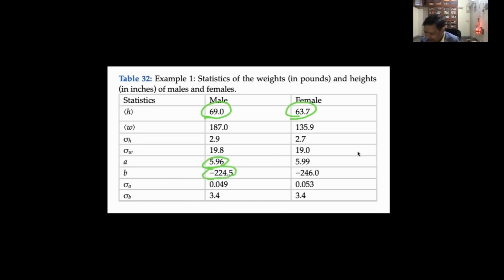The error in A is 0.049. You can see it's quite small compared to 5.96. And the standard deviation of B is 3.4 compared to this. So both sigma A and sigma B are small, both for men and women. That means this is a good fit. If this sigma B was, let's say, 100, then it wouldn't be a good fit. It's much smaller compared to 224.